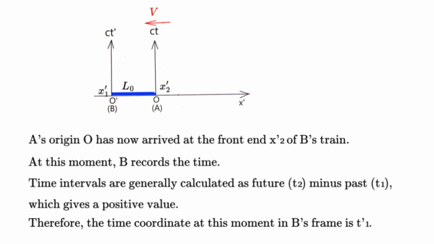A's origin O has now arrived at the front end x prime 2 of B's train. At this moment, B records the time. Time intervals are generally calculated as future T2 minus past T1, which gives a positive value. Therefore, the time coordinate at this moment in B's frame is T prime 1.